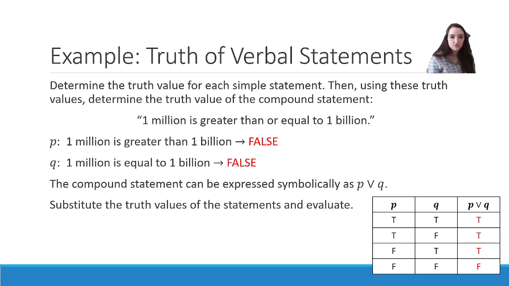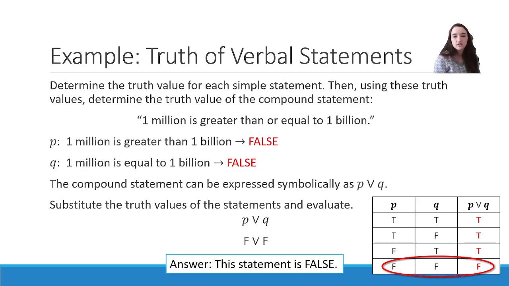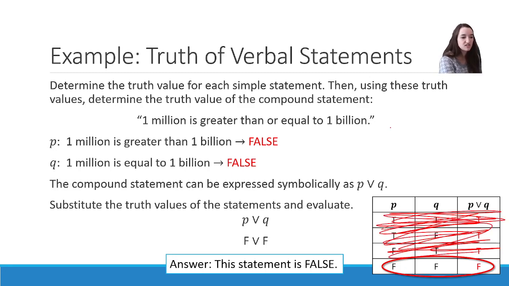If we substitute the truth values of the statements into the table, we end up in this row. So P or Q becomes false or false, which is false. So that's kind of how you want to think about these verbal statements: you are only looking at one row of the truth table. We no longer care about the whole table because we actually have specific statements that we're making. So we only care about one row now. So if you're given specific statements, you can make what is called a truncated truth table to represent just the row that you are actually present in.